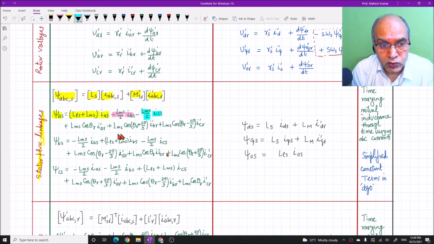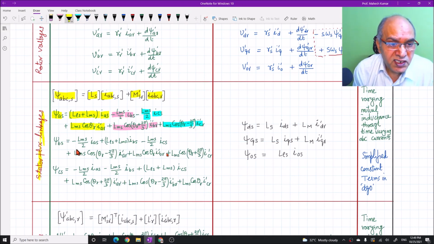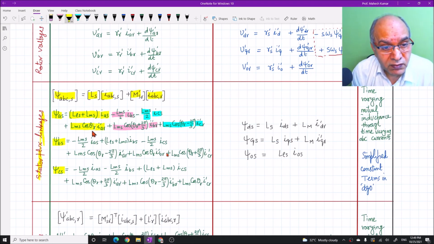Then comes the mutual terms, that is LMS cos theta r into IAR dash, then LMS cos theta r plus 2 pi by 3 into IBR dash, then LMS cos theta r minus 2 pi by 3 into ICR dash. Similarly, we can write the expression for psi BS and psi CS. What do you see here? You see that the flux linkages in ABC frame are very complex in nature. They are varying with time, and their parameters, their mutual inductances, are involving the term cos theta r.